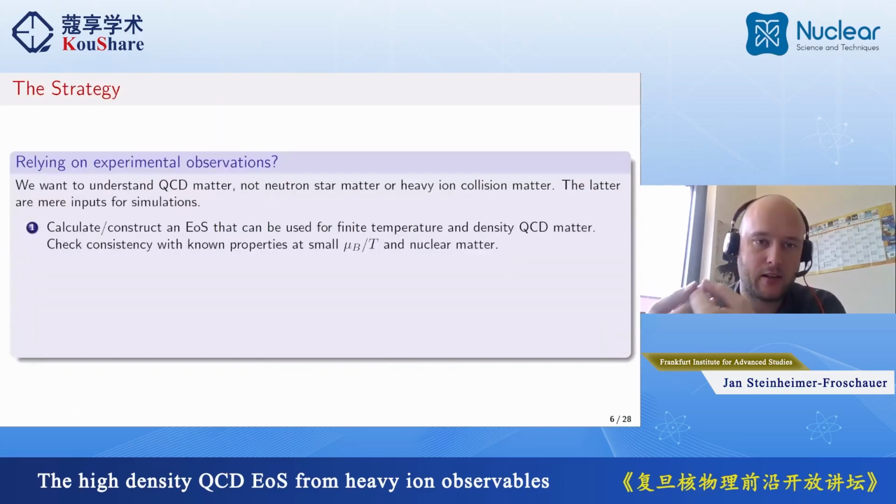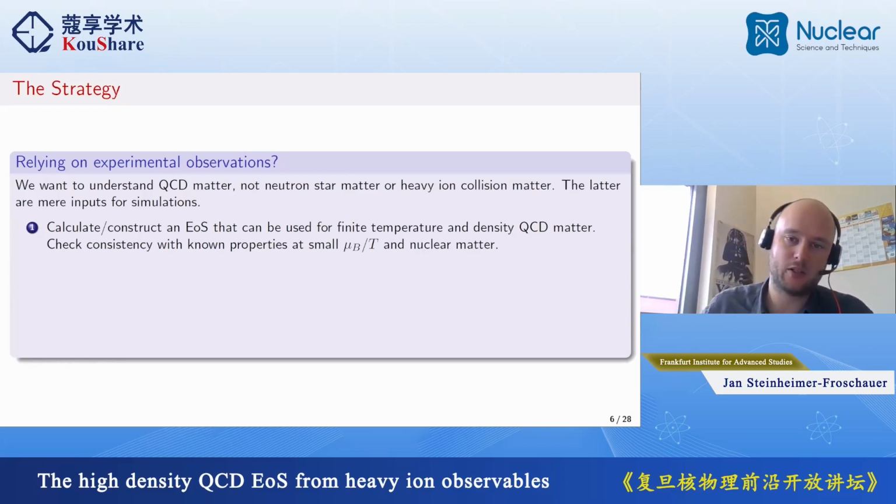So the strategy then can only be: we have to rely on some experimental observations, unless somebody comes and has a genius idea how to solve that at finite chemical potential and solve the sign problem. That's of course always the option. But unless that happens, we have to rely on experimental observations. And even if we do the calculations, we still have to confirm them experimentally.